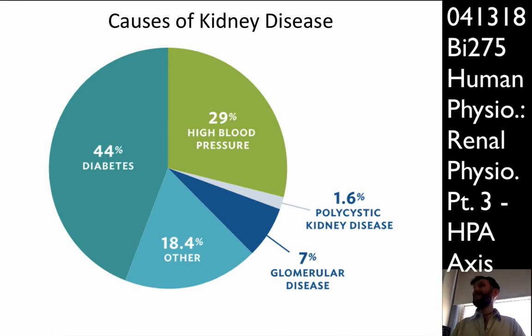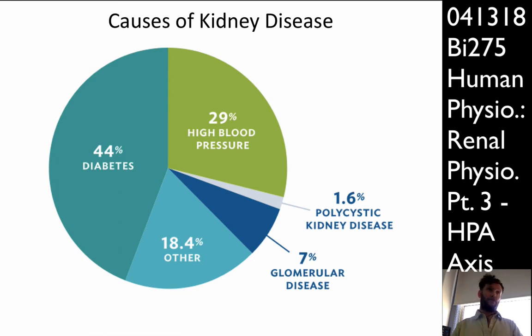On the other hand, the majority of kidney disease is actually because of diabetes. It's not even a kidney problem. It's a kidney symptom, right? It's a problem with either your pancreas or your peripheral insulin insensitivity, whether it's type 1 or type 2 diabetes. But 44% of kidney disease is because of diabetes. And then there's a bunch of other reasons.